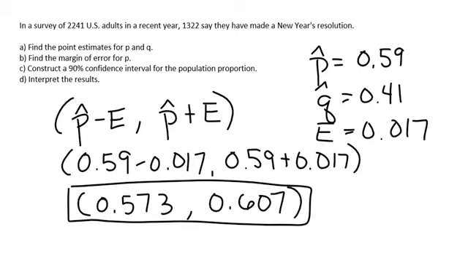The last thing that we want to do is interpret the results. To interpret the results, we want to put English words to the numbers that we just found. So we can say, with 90% confidence, that the population proportion of U.S. adults who say they have made a New Year's resolution is between 57.3% and 60.7%.